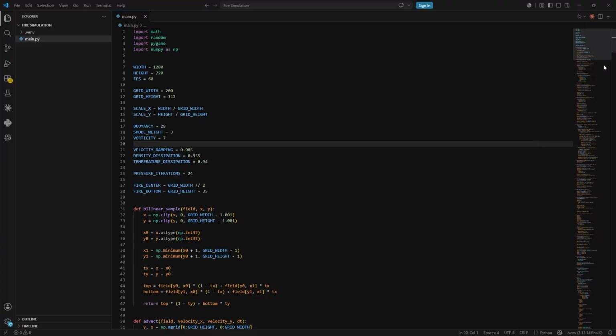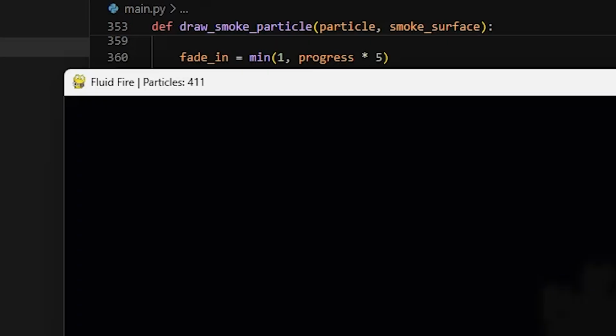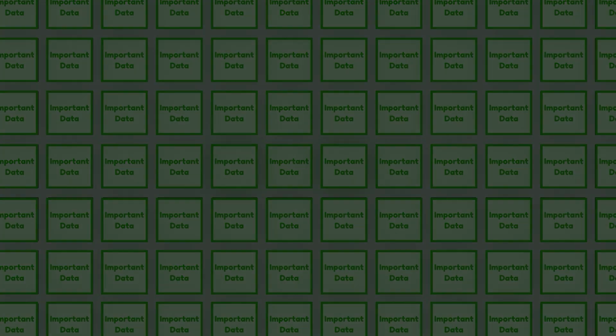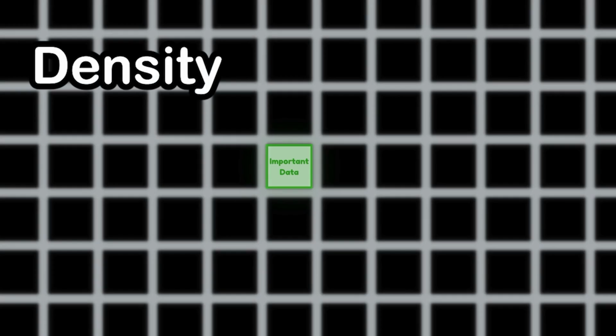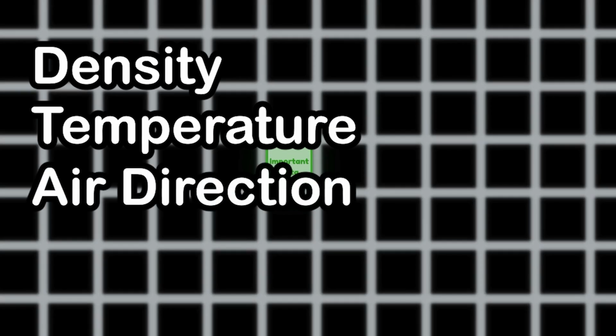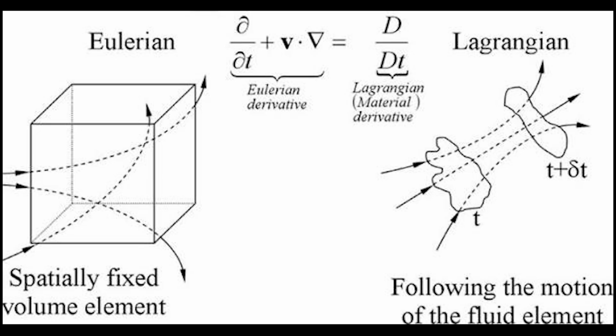Alright, so now that I've deleted 500 lines of code, where do I even begin? Well, instead of tracking thousands of individual particles, I split the entire screen into a grid. Every single cell in this grid would store important information about what was happening in that tiny region of space. Each cell kept track of how much smoke, or in my case density, it contained, how hot it was, and the direction of the air inside it that was moving. This approach is known as a Eulerian fluid simulation because instead of following the fluid, we're observing what happens at the fixed points in space.